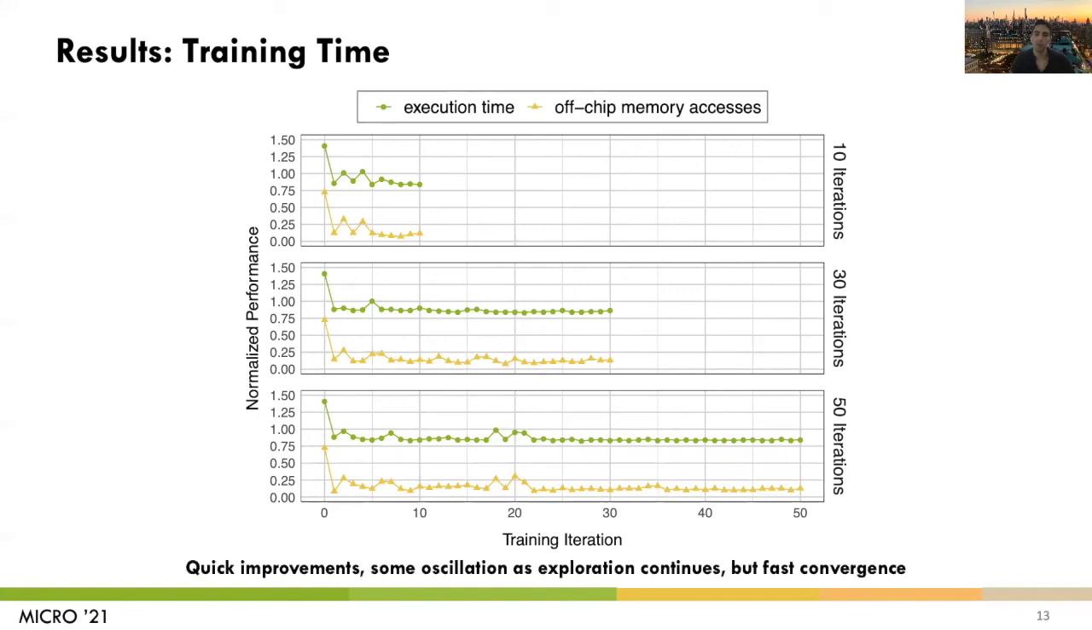Thereafter, there is some oscillation in performance as the model continues to explore different states, but the model ultimately converges. After 10, 30, and 50 training iterations, Cohmeleon achieves roughly the same performance. So we can see that Cohmeleon can be trained relatively quickly, and the number of training iterations doesn't have a significant impact on final performance.